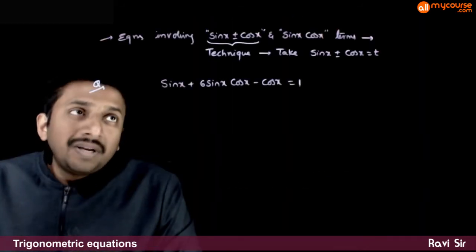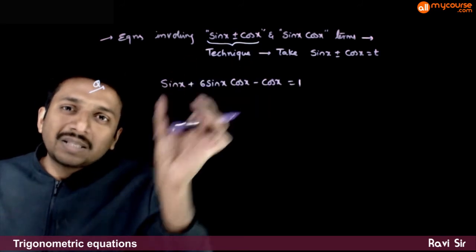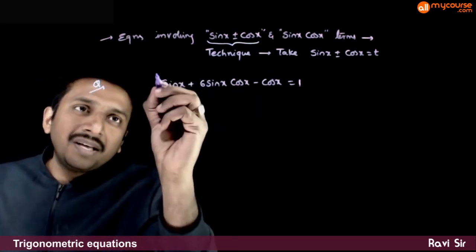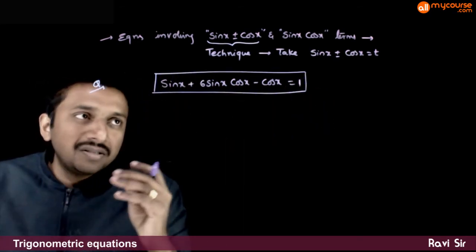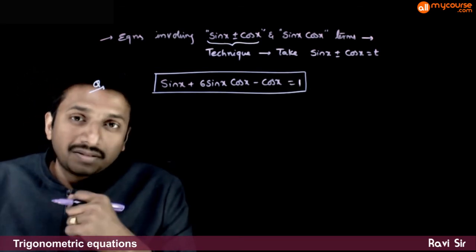So in this video, let us look at how to solve questions having terms sin x plus or minus cos x and sin x cos x. For example, you're given this equation: sin x plus 6 sin x cos x minus cos x is equal to 1. So how do we solve this?